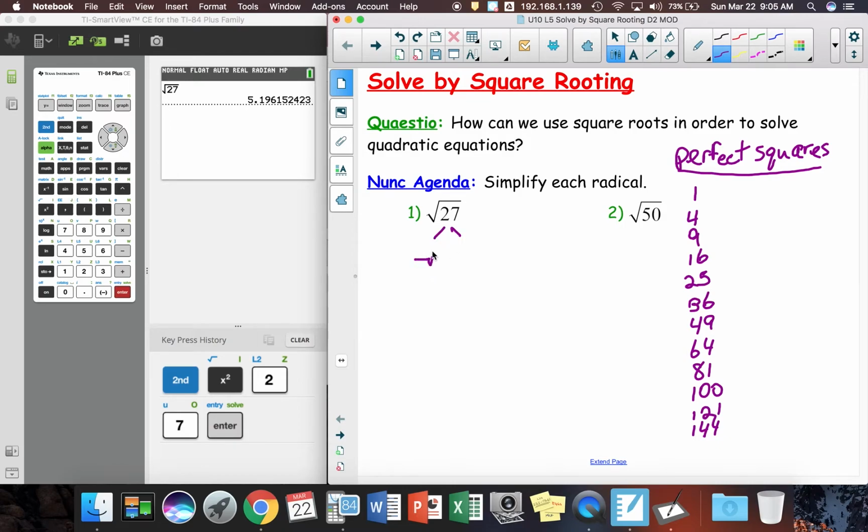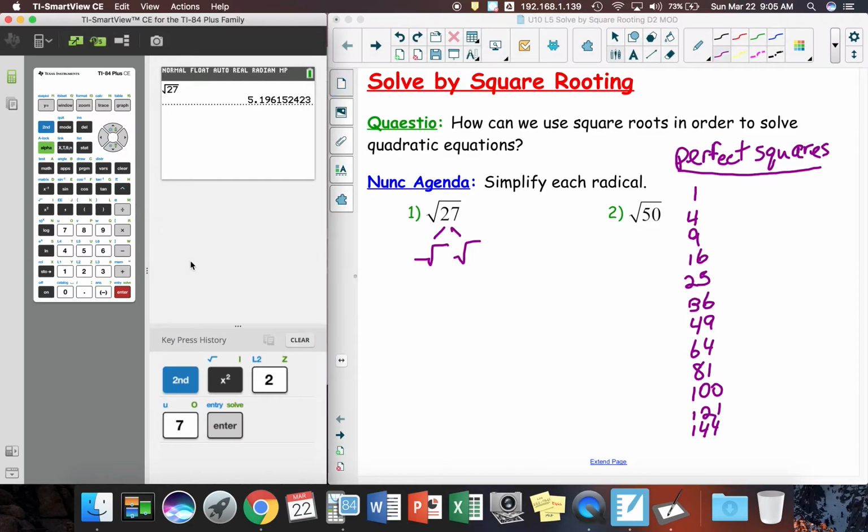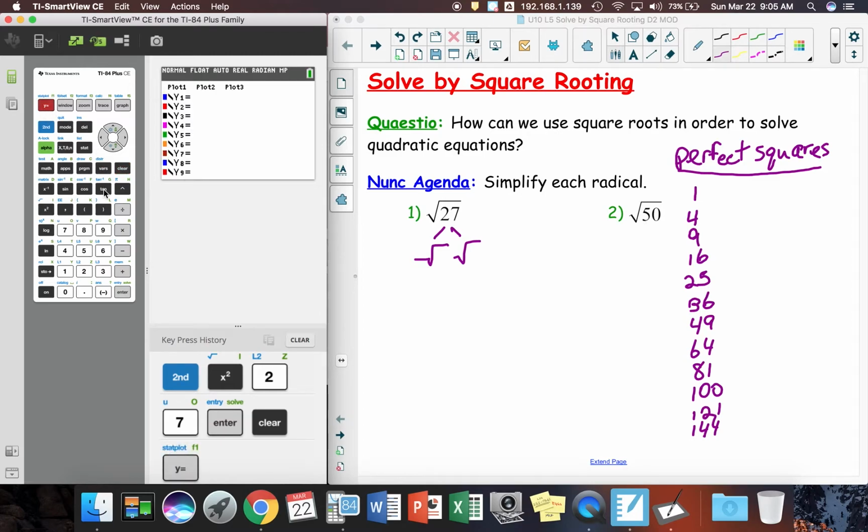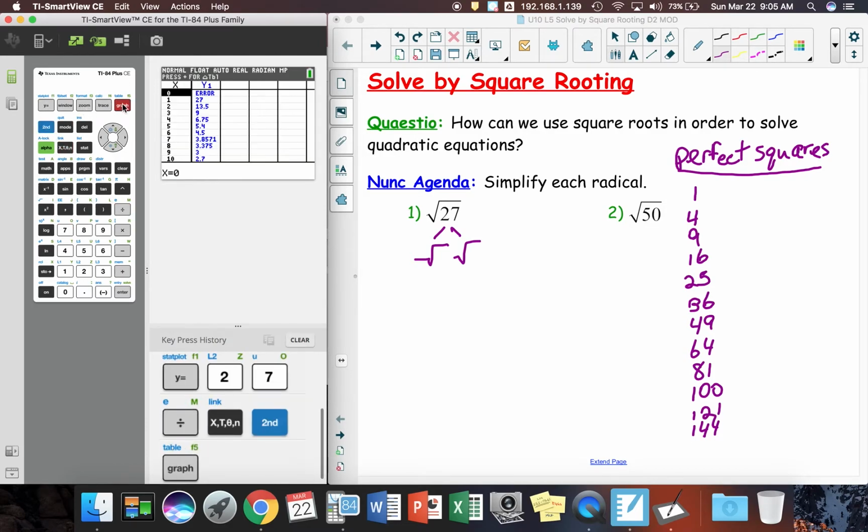So I'm going to break this up. I'm going to write my radical signs for these. Beautiful handwriting. Alright, now we want to see what goes into 27. Some of you guys might already know what it is, but for those of you who don't, let's go to our calculator. So we're going to go to y equals, and here we're going to type in 27 divided by x. And then we're going to look at the table, so second graph.